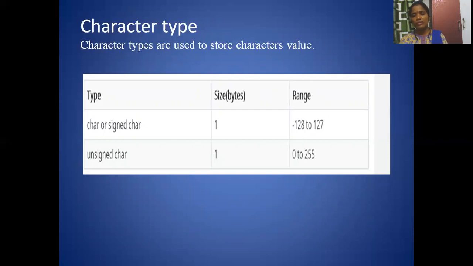So these are the primary data types. They can hold integer values, float values, character values. The other primary data type is void. As the name indicates, it's an empty data type.